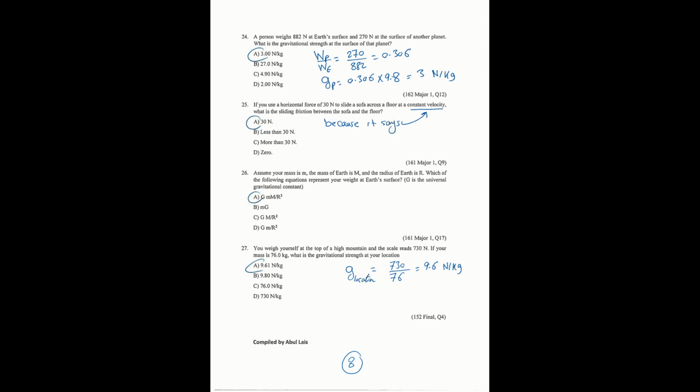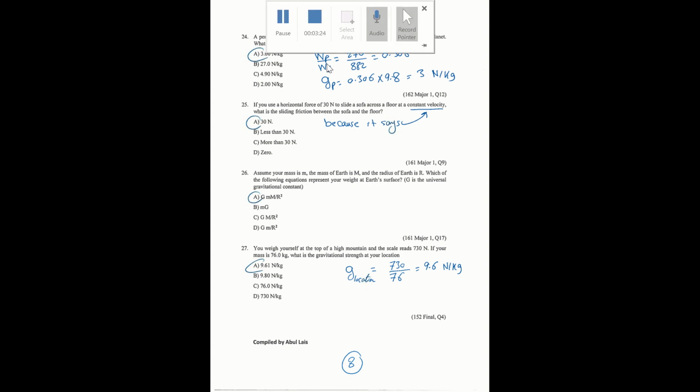24, it says that a person weighs 882 newtons at Earth's surface and 270 newtons at the surface of another planet. What is the gravitational strength at the surface of the planet? Now remember that the weight is just the mass multiplied by the gravity, and the mass should not change between Earth and any other planet. So what will change is the gravitational strength, or the acceleration due to gravity.